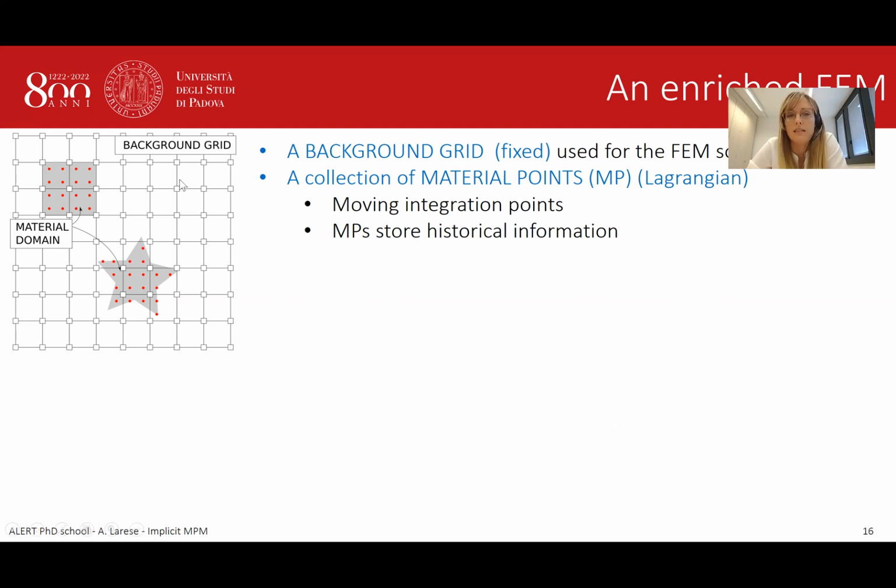But let's start from the beginning. We have a background fixed grid, and we have the material domain, which is discretized with a set of material points. The material points are crucial in MPM since they carry the history of the process. Every piece of information is stored inside the material points, while nothing is stored from one step to the other in the grid.